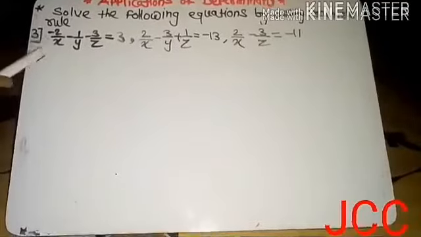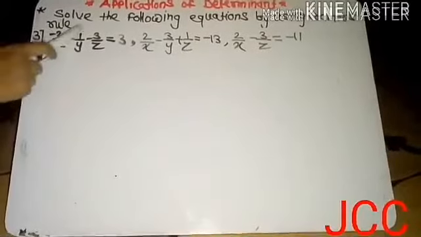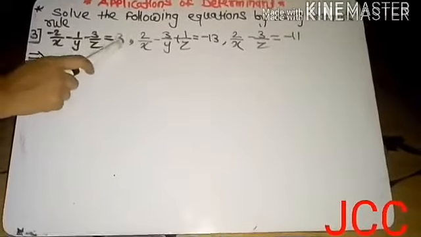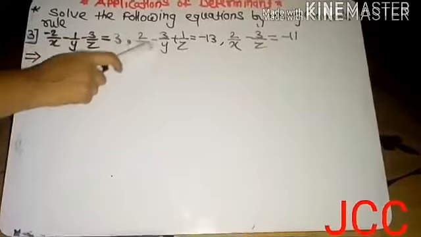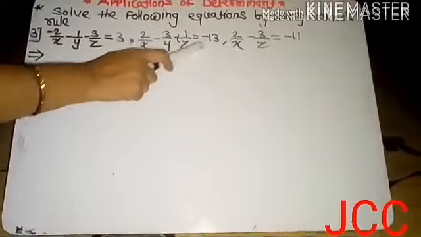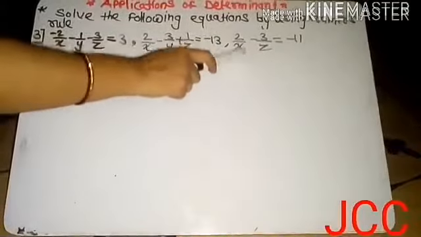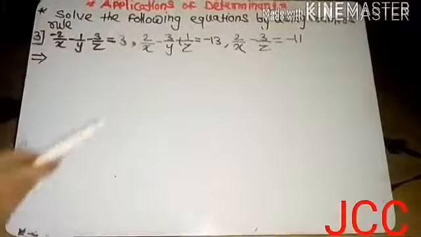The next question is minus 2 upon x minus 1 upon y minus 3 upon z is equal to 3. 2 upon x minus 3 upon y plus 1 upon z equal to minus 13. 2 upon x minus 3 upon z is equal to minus 11.